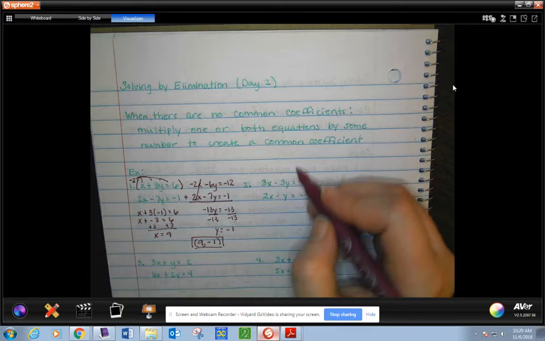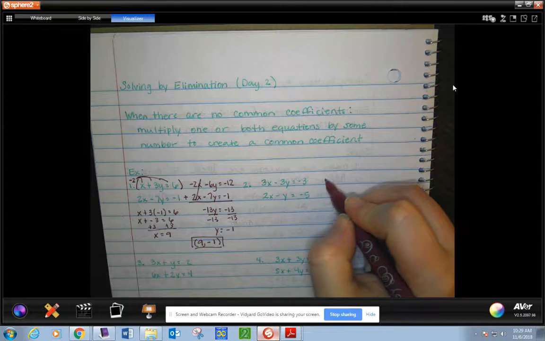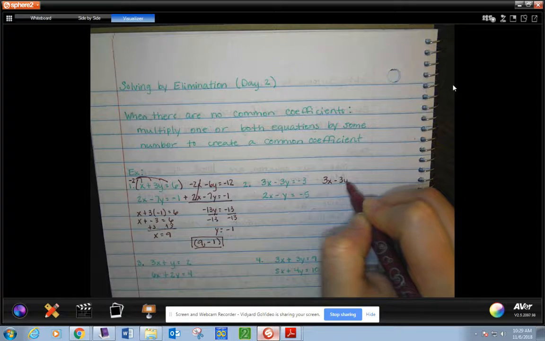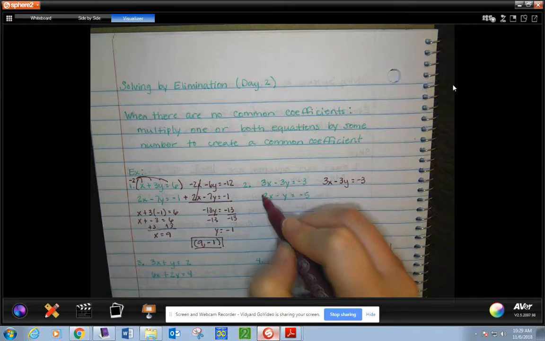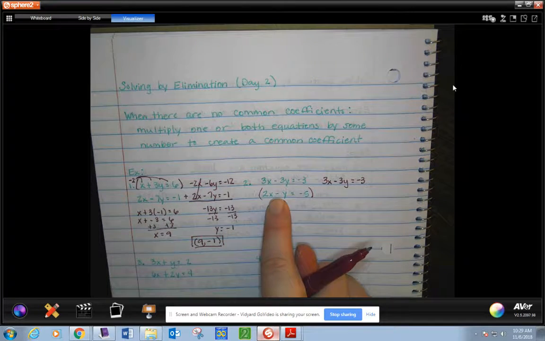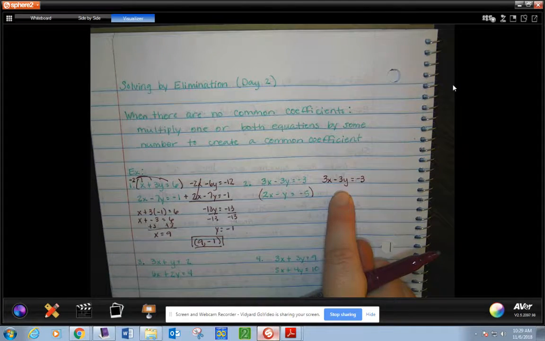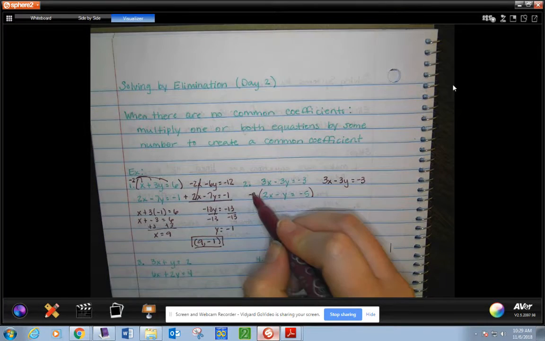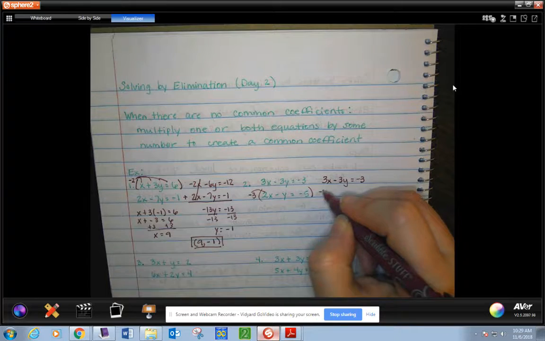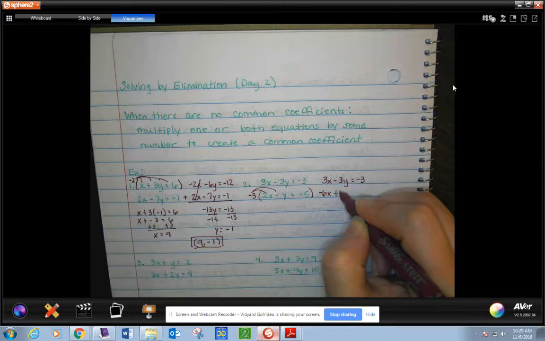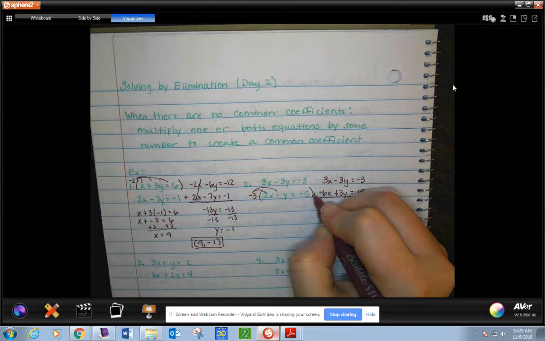So I'm going to actually leave the top equation alone because y is already at 3. So I have 3x minus 3y equals negative 3. But I'm going to multiply the bottom one, and since it's a negative y, I need it to become a positive 3y. So I'm going to multiply by a negative 3. And you got to make sure you multiply everything. So you get negative 6x, positive 3y, and positive 15. Now I'm ready to add.